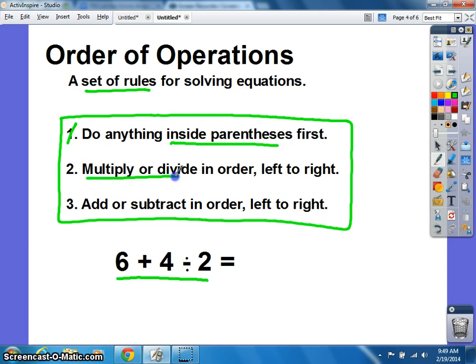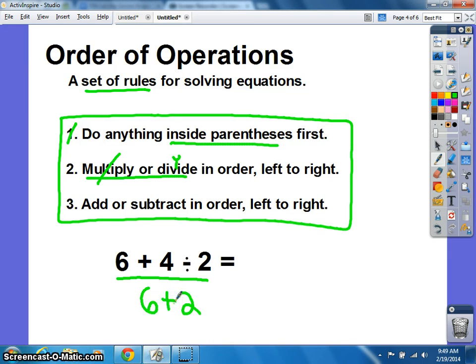Next, it says multiply or divide in order left to right. Is there any multiplication in this problem? Nope, so we don't have to multiply. Is there any division in this problem? Yes, there is, so we have to solve that first. What's 4 divided by 2? Well, 4 divided by 2 is 2. And I'm going to rewrite the expression now so that we have it down below here.